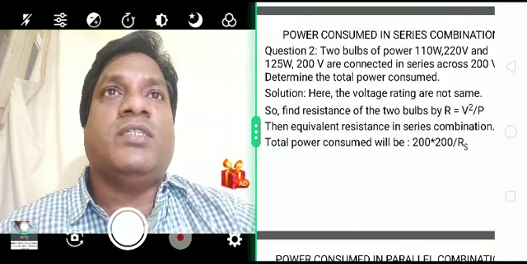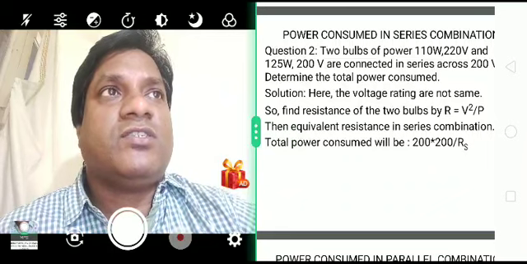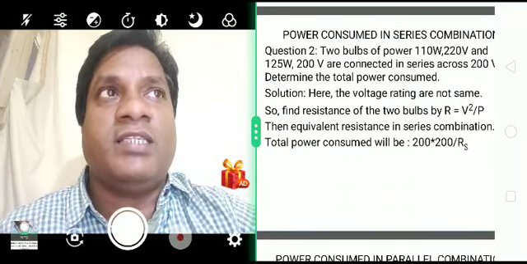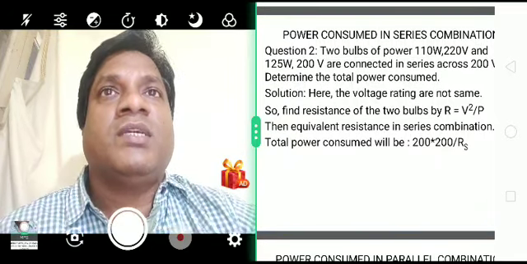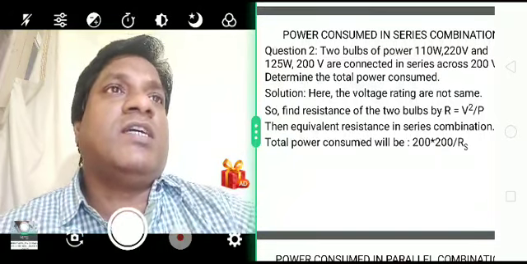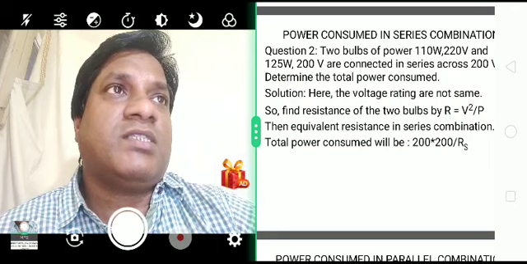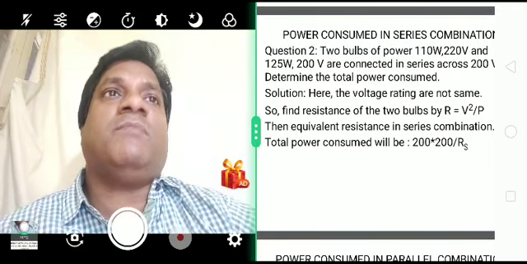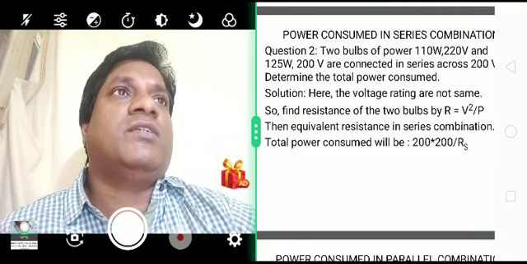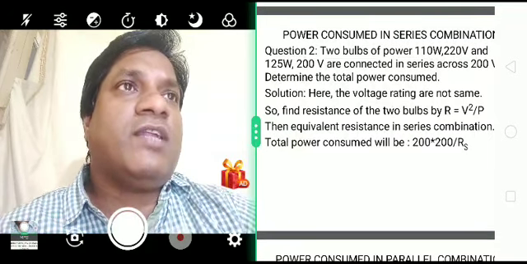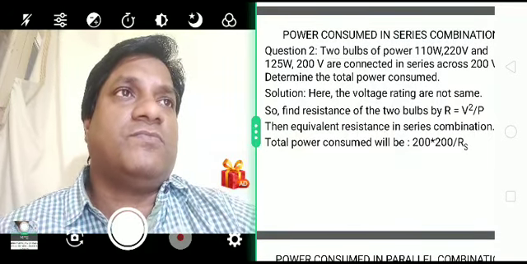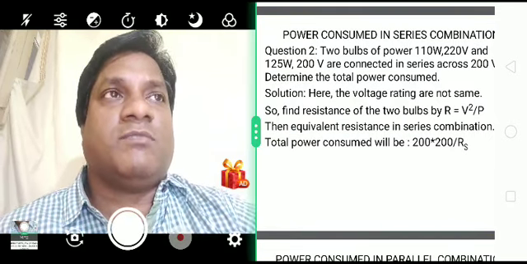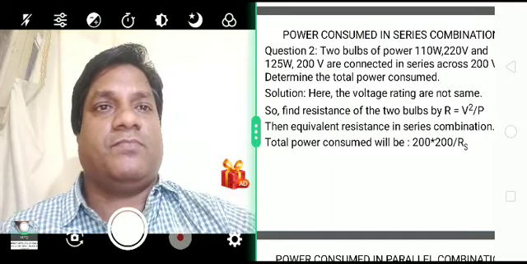So here the voltage ratings are not the same. So what you have to do is find the resistance of the two bulbs by the formula R is equal to V square by P. Then find the equivalent resistance of the series combination, that means R1 plus R2. And then you have to calculate the total power consumed, which will be the square of supply voltage divided by the total resistance of the series combination.